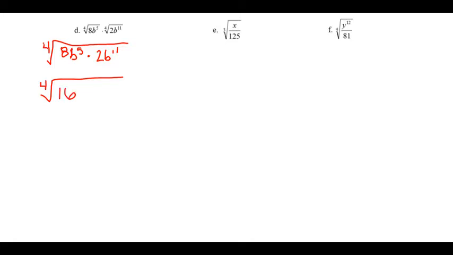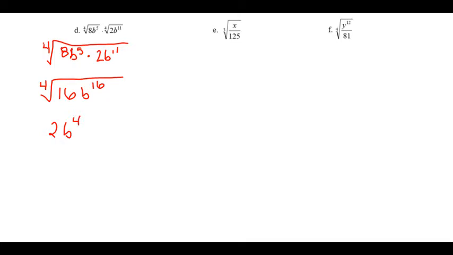b to the 6th times b to the 11th will give me b to the 16th because we add those exponents. And then I can simplify it. The 4th root of 16 is 2. And the 4th root of b to the 16th will be b to the 4th because 4 goes into 16 4 times. So that one we're done.